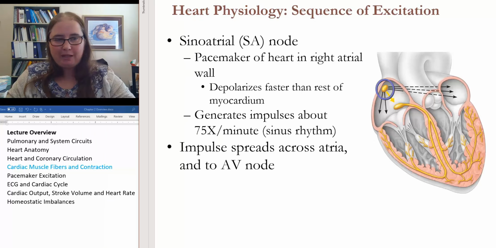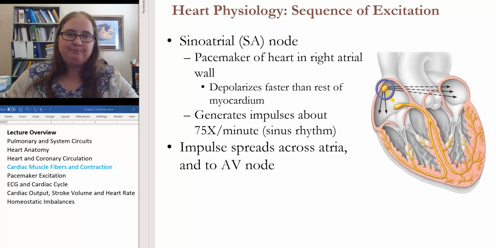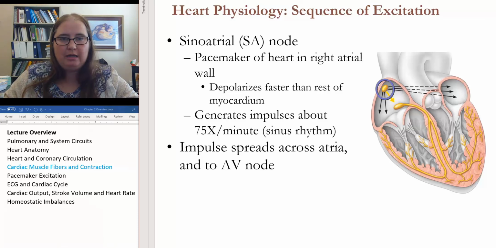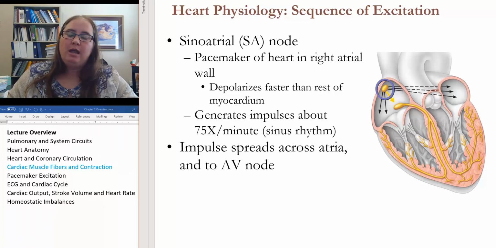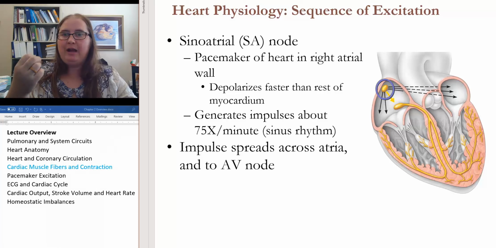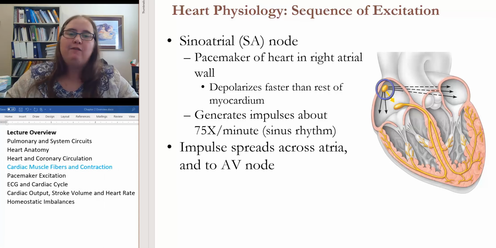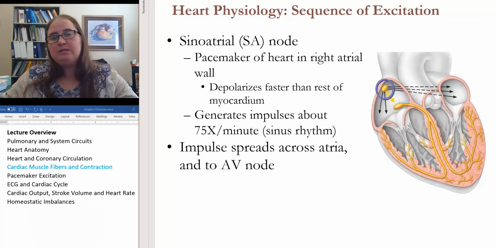Okay? So, here's our heart. Okay? And here is our sinoatrial node. So our SA node is located in the upper right atrial wall. Okay, it depolarizes faster than the rest of the heart. So all of these other yellow regions are the other parts where we have that non-contractile population. And so because it depolarizes faster than the other ones, it sets the tone or the rhythm for the heart. So this node will depolarize about 75 times per minute.